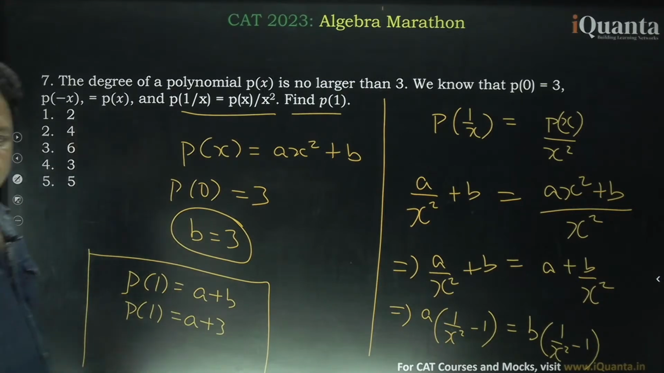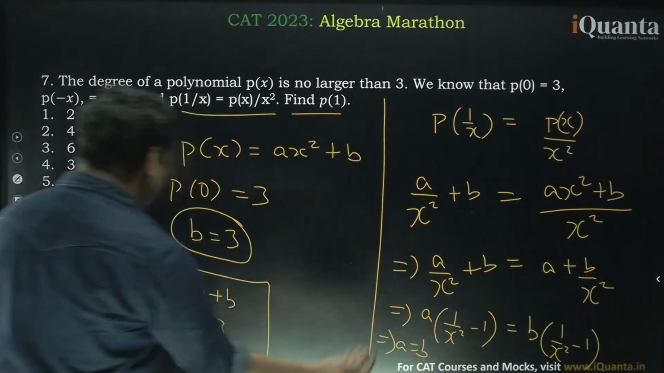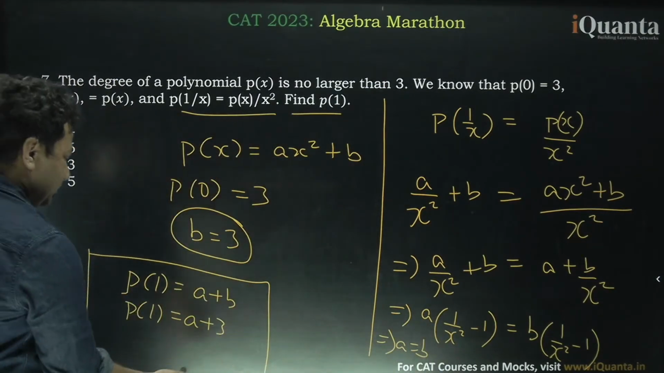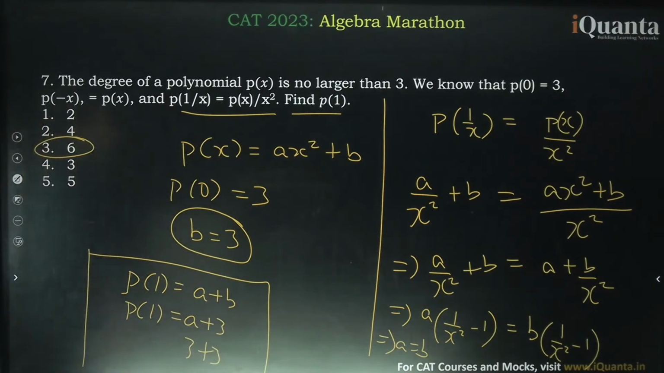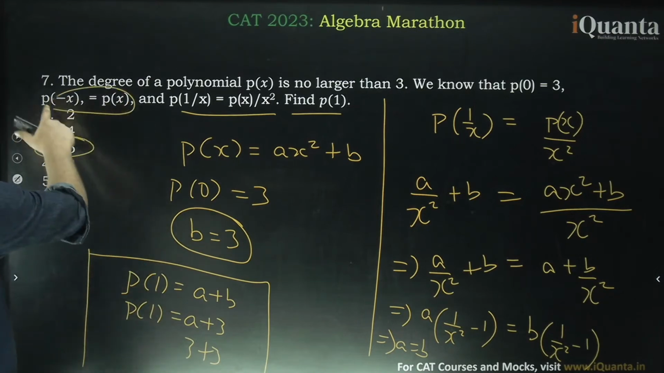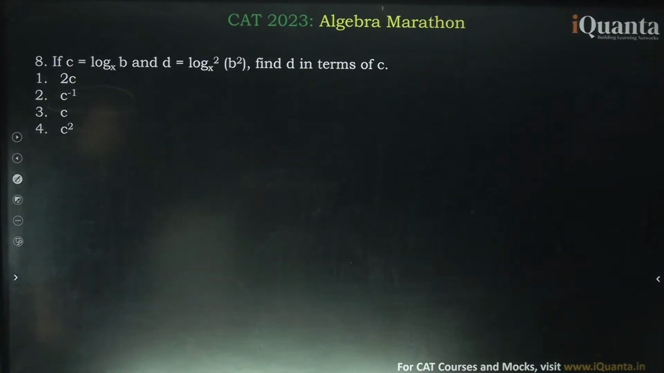I hope it's solved now. So A and B are equal, which means A is also equal to 3. So let's put 3 plus 3, the answer is 6. Well done, those who did it. Good question. The main thing is this: if you realize it, you will be able to solve it. Cool. Coming to the next question.